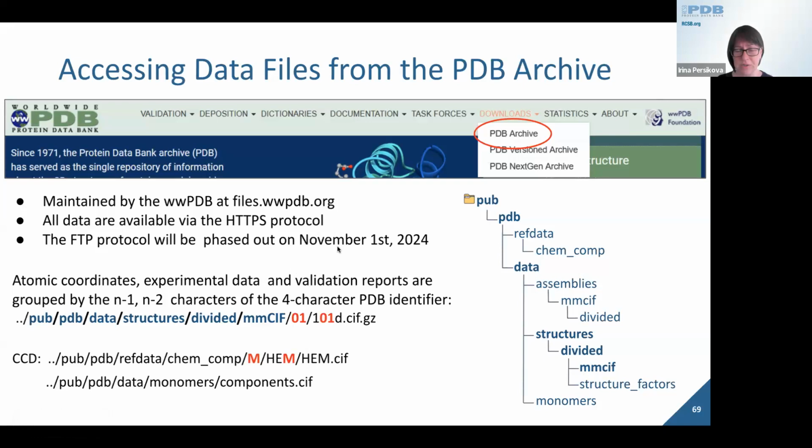The directory structure, or rather a section of it, is shown here on the right. Note that the atomic coordinate, experimental data and validation reports are grouped by the two middle characters of the 4-character PDB identifier, like shown in this example here. And a similar logic applies to the chemical component dictionary files in the bottom example. The next, please.